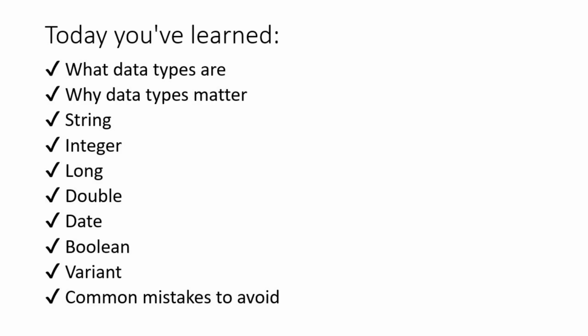Today we've learned what data types are, why data types matter: String, Integer, Long, Double, Date, Boolean, Variant, and common mistakes to avoid. Understanding data types is one of the biggest steps towards becoming a professional VBA developer, because every reliable application depends on storing the right kind of data in the right kind of variable.